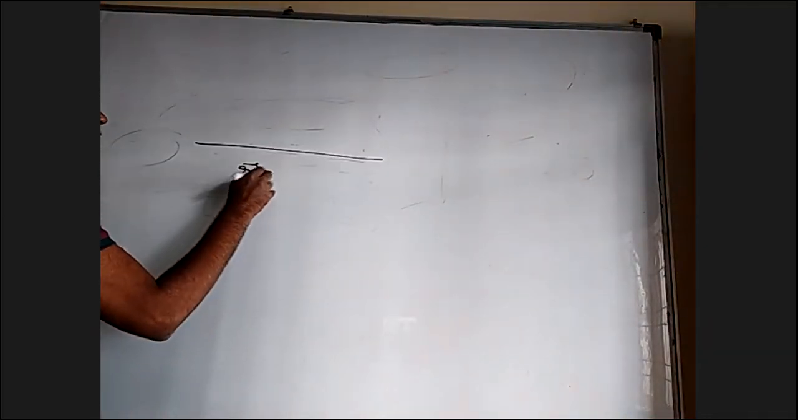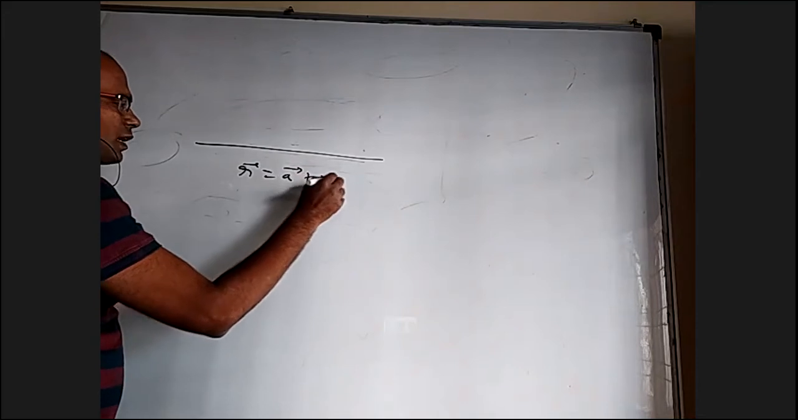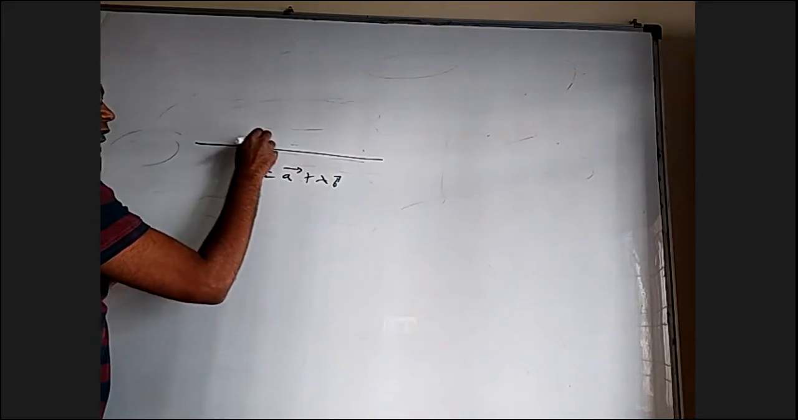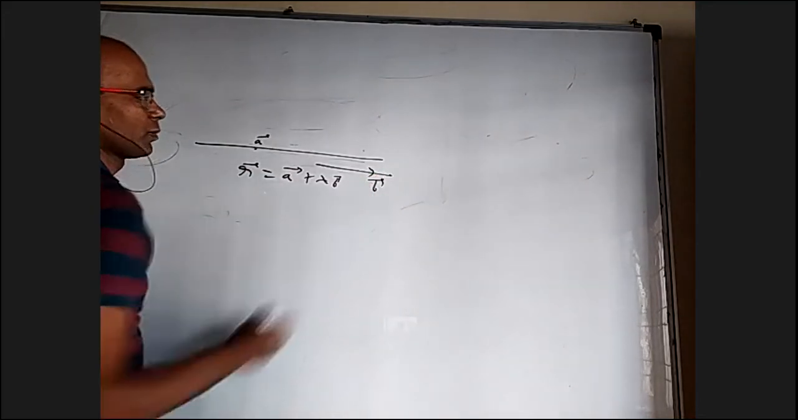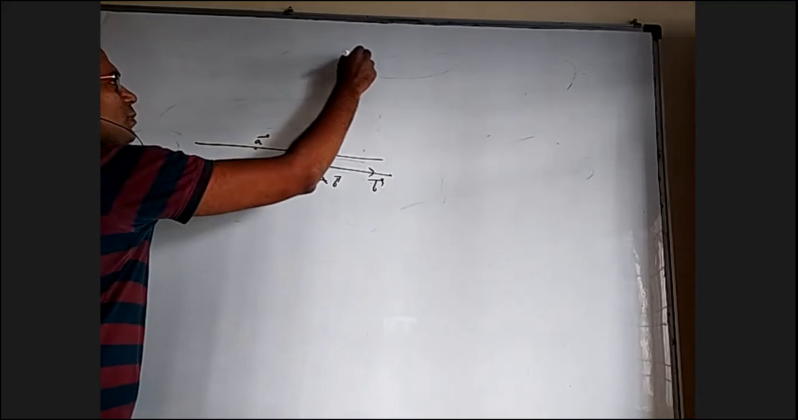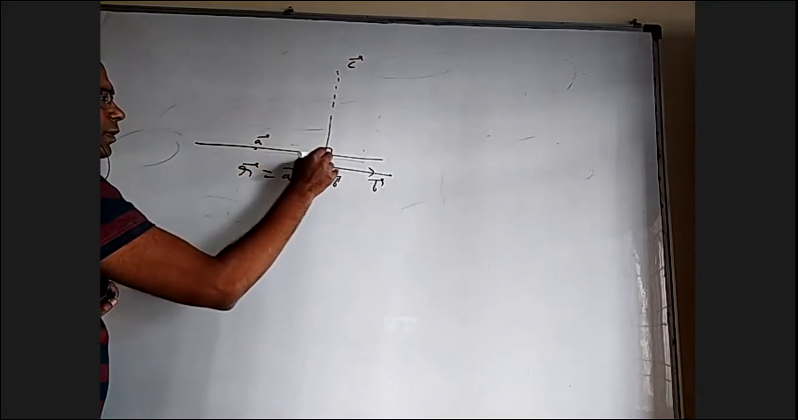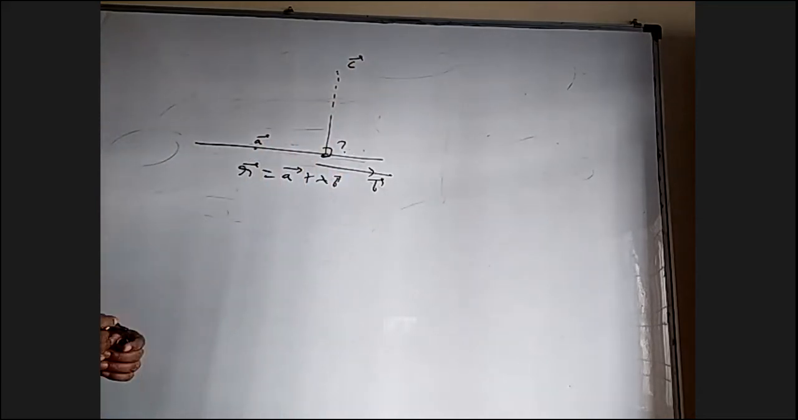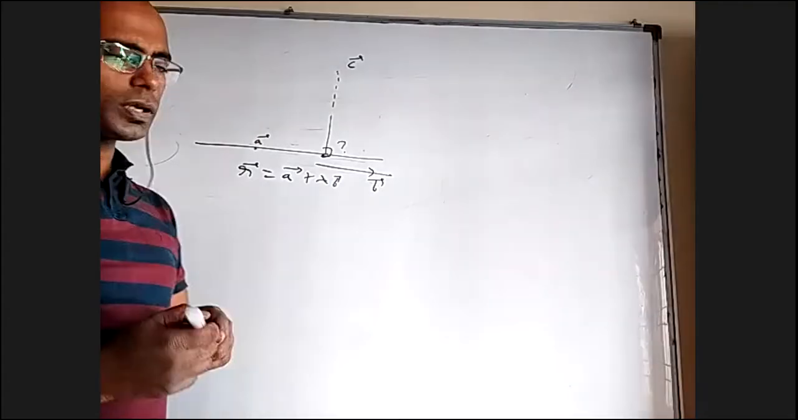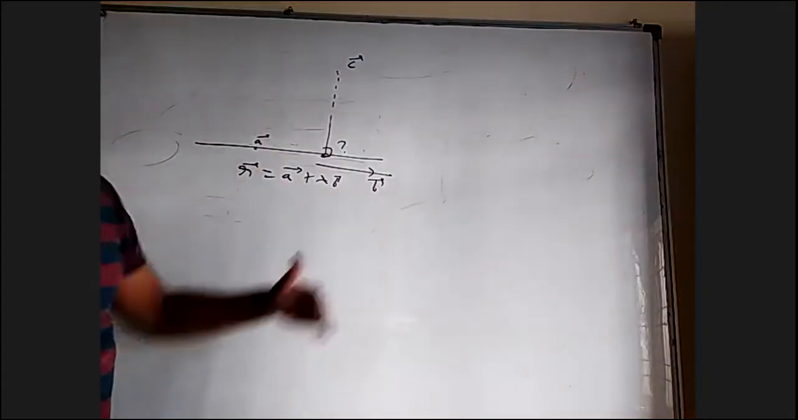Okay. Now I'm going to talk about how to find the foot of a point on a line. I have a line r bar equal to a bar plus lambda b bar. There is a point a bar and it is parallel to vector b bar. There is a point c bar. From that, if you drop a perpendicular, I'll get a point. How to find that point? Foot of a point on a line.